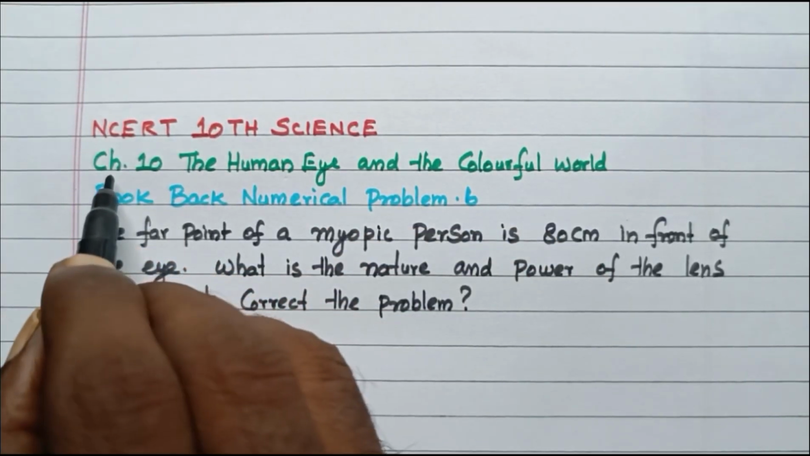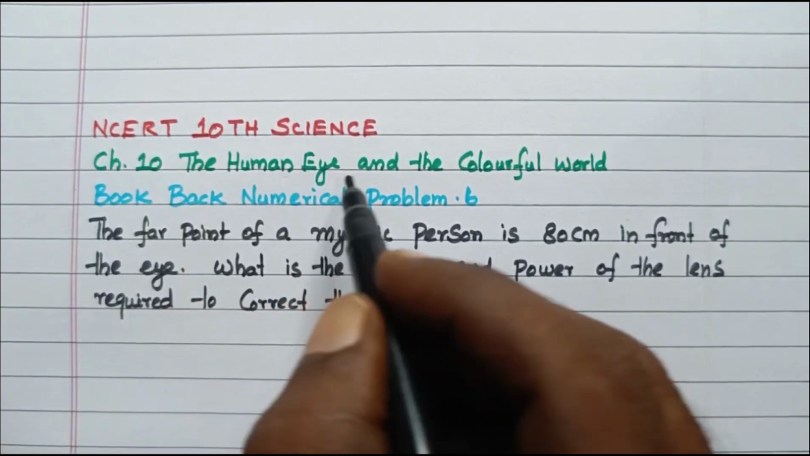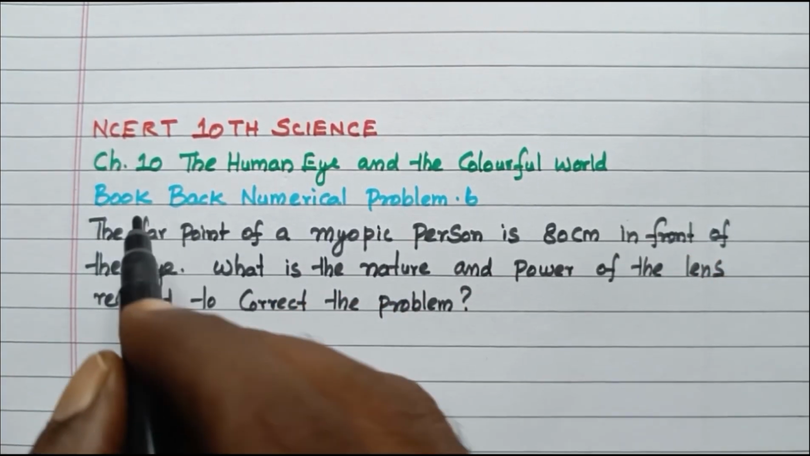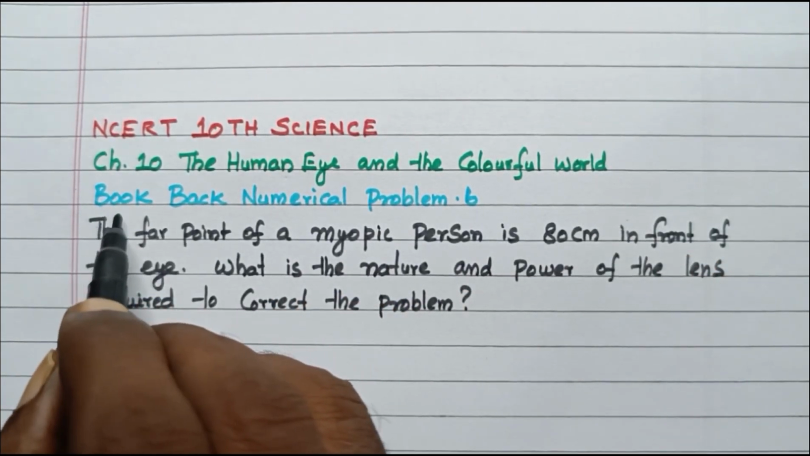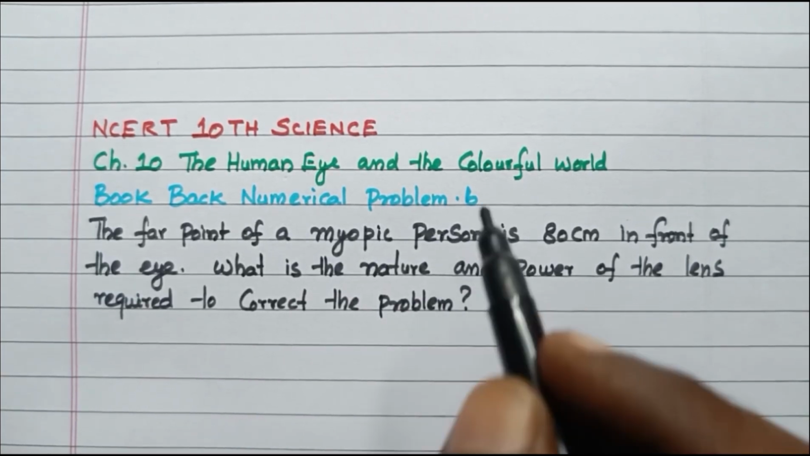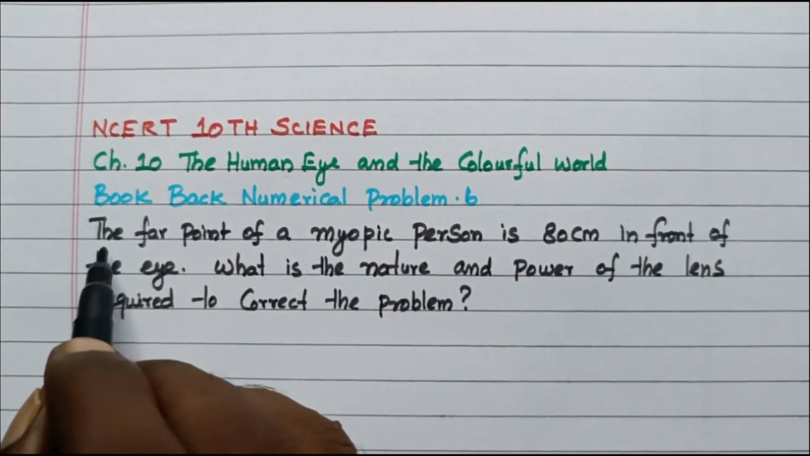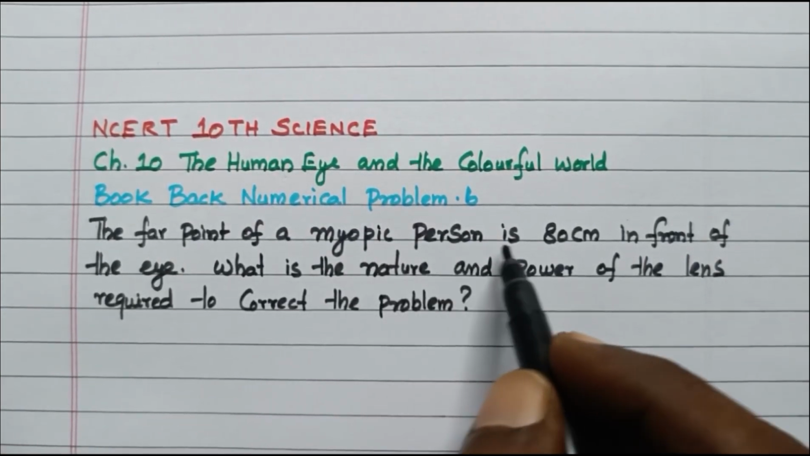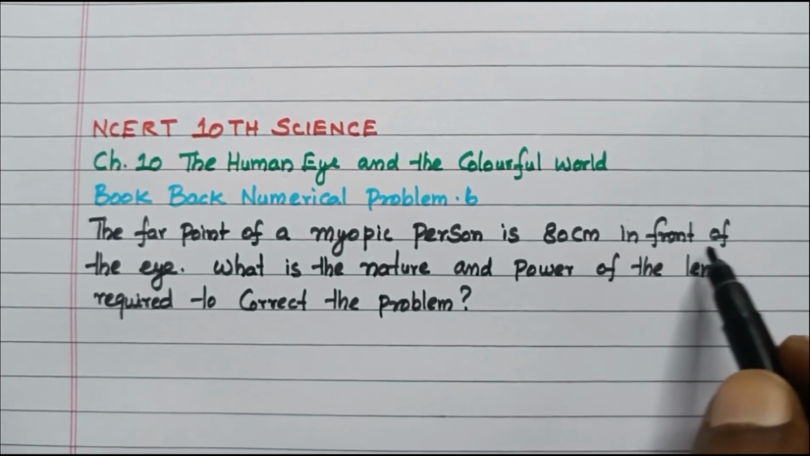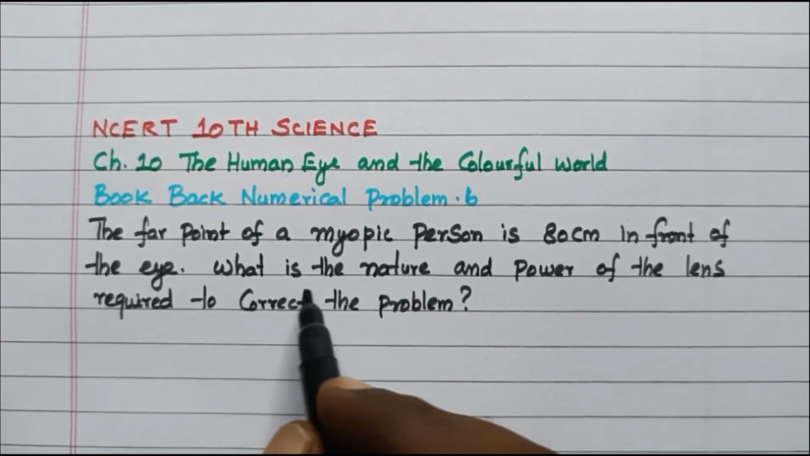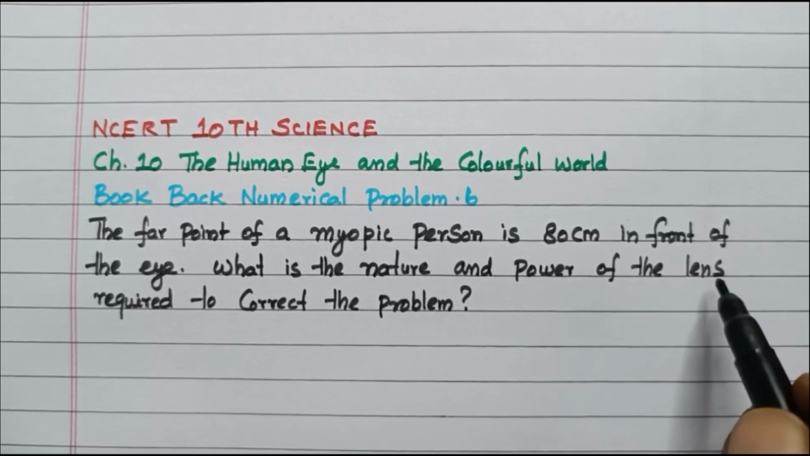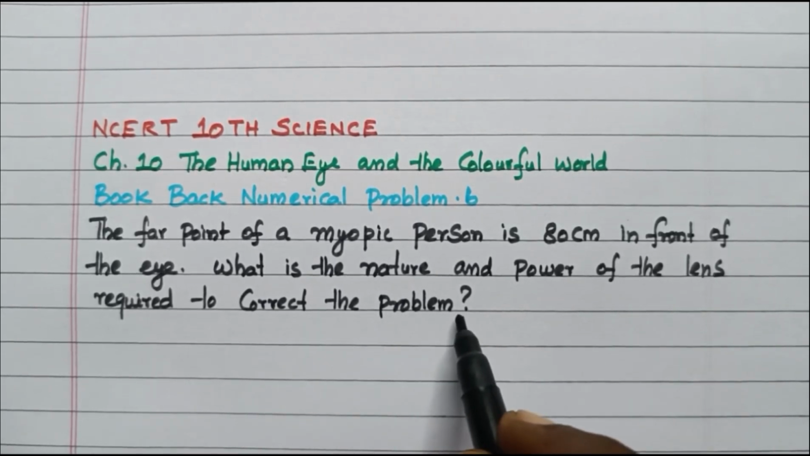We are solving the numerical problems given in Chapter 10, the human eye and the colorful world. In this video, we are going to see how to solve the book back numerical problem 6. The problem is, the far point of a myopic person is 80 cm in front of the eye. What is the nature and power of the lens required to correct the problem?